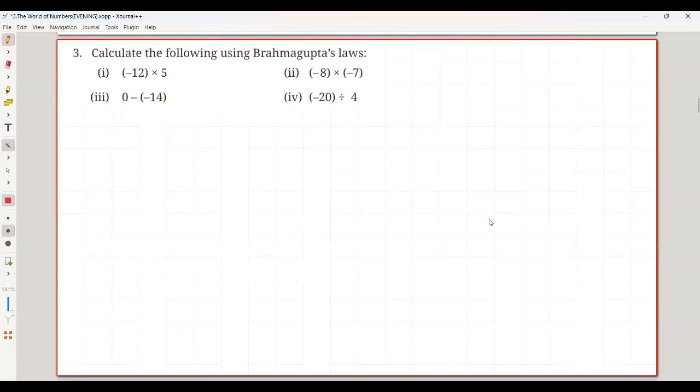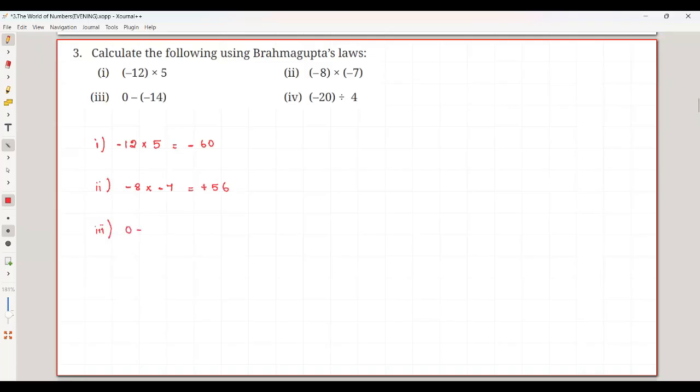Now calculate the following using Brahmagupta's laws, that is nothing but integer rules. First question: minus 12 into 5. Plus into minus is minus, so 12 5s are 60, the answer is minus 60. Now the second question: minus 8 into minus 7. Both are having minus. So minus into minus is plus, 7 8s are 56.